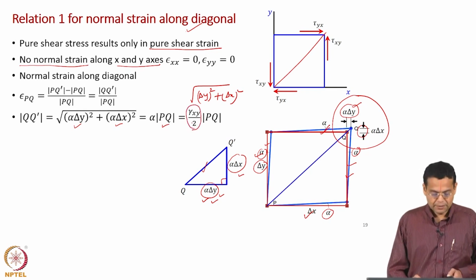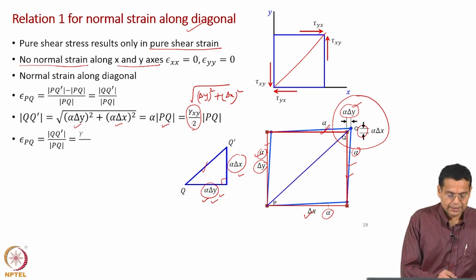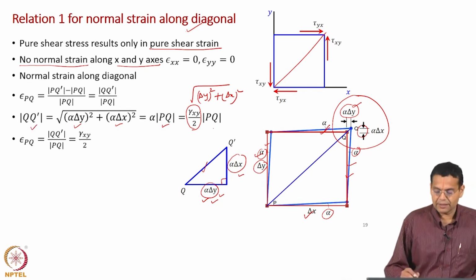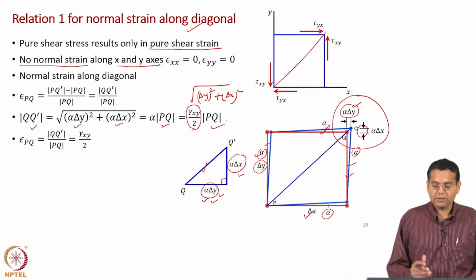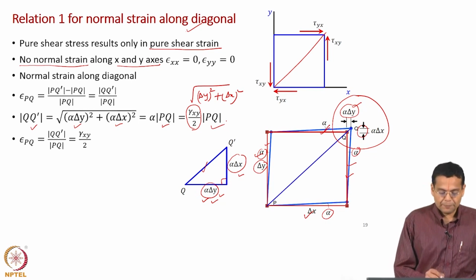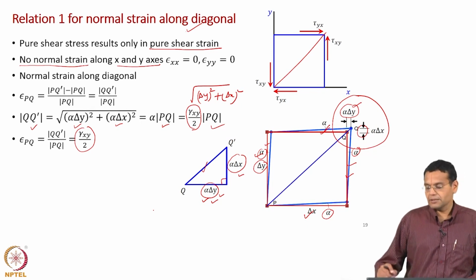Now, what we want is length of QQ dash by PQ, that is what we have derived here, bringing PQ to the left hand side. So, length of QQ dash by length of PQ is gamma xy by 2. The physical significance of this statement is that the normal strain along the diagonal is equal to the shear strain by 2, gamma xy by 2.